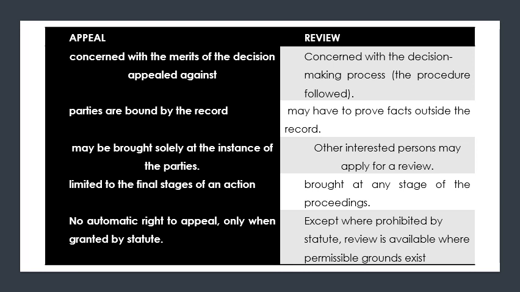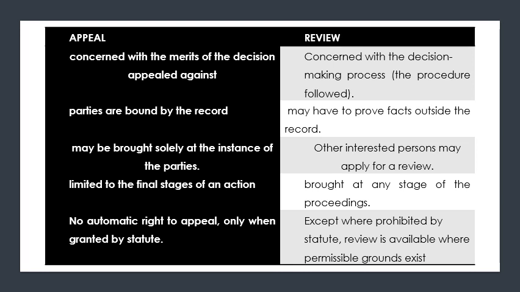And then we have, in terms of appeal, it may be brought solely at the instance of parties, right? Only the parties may appeal the decision. So we are saying that only either of the parties may appeal the decision. However, in terms of a review, right, any interested parties, even parties that were not part of the matter, may review the decision, right?